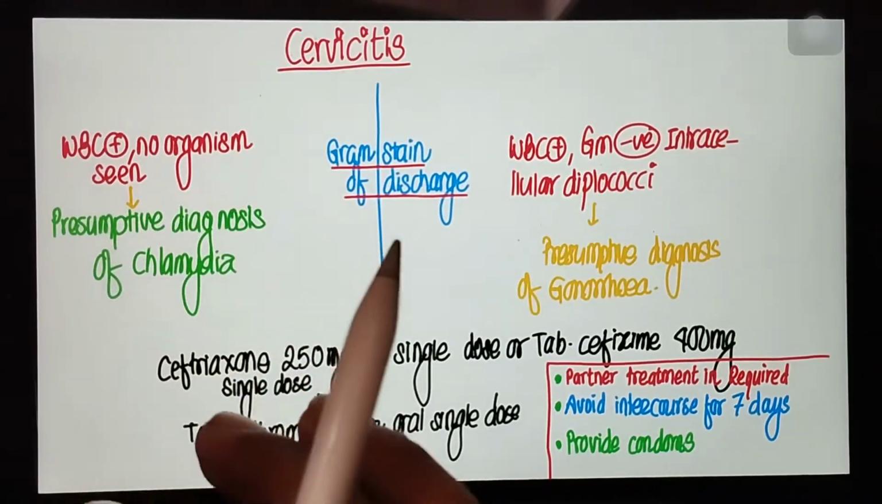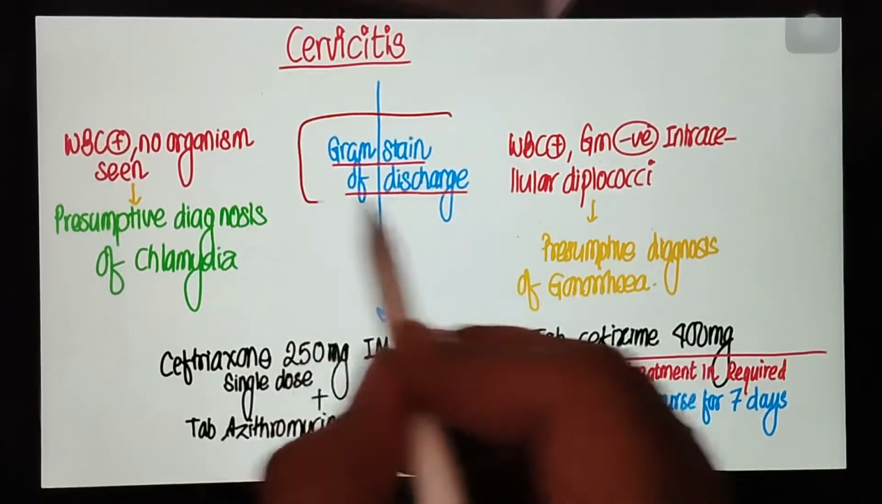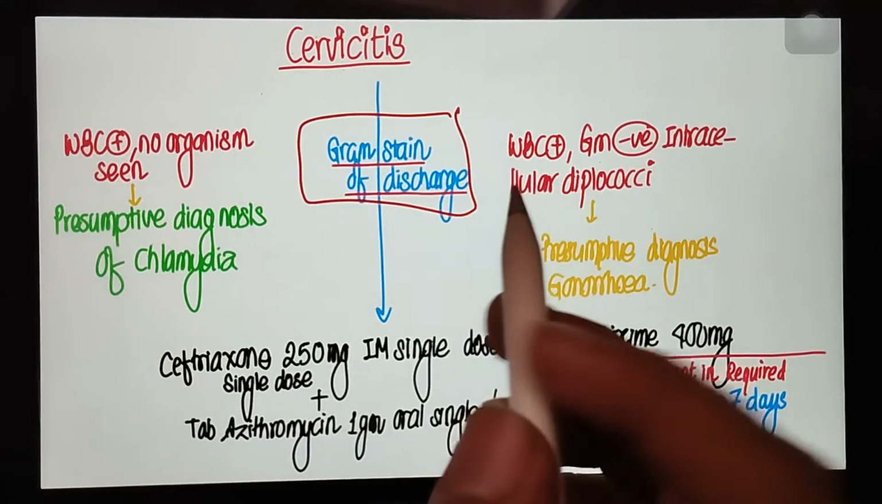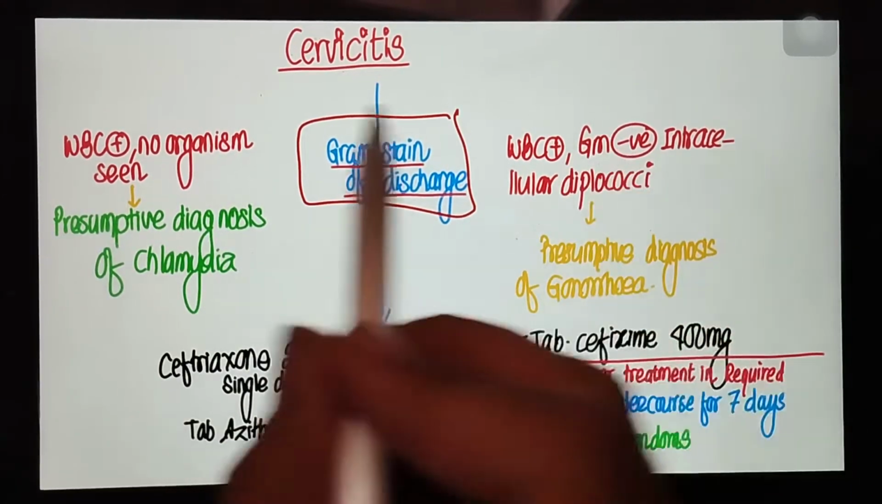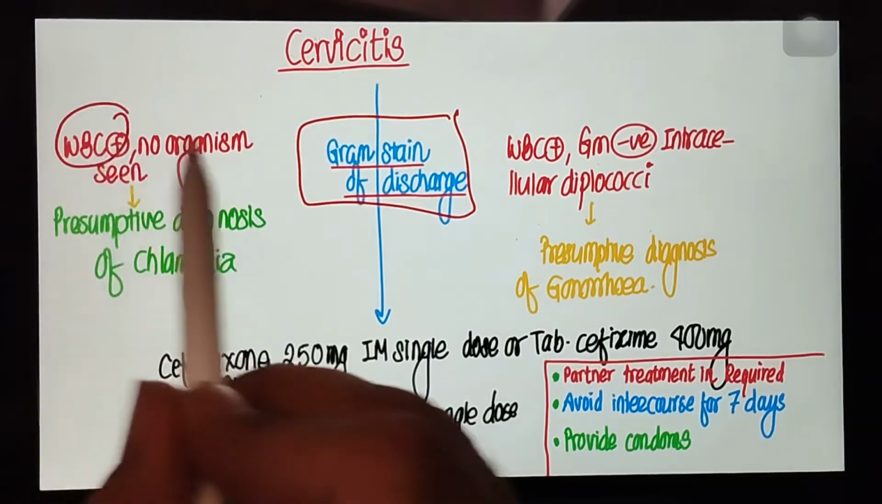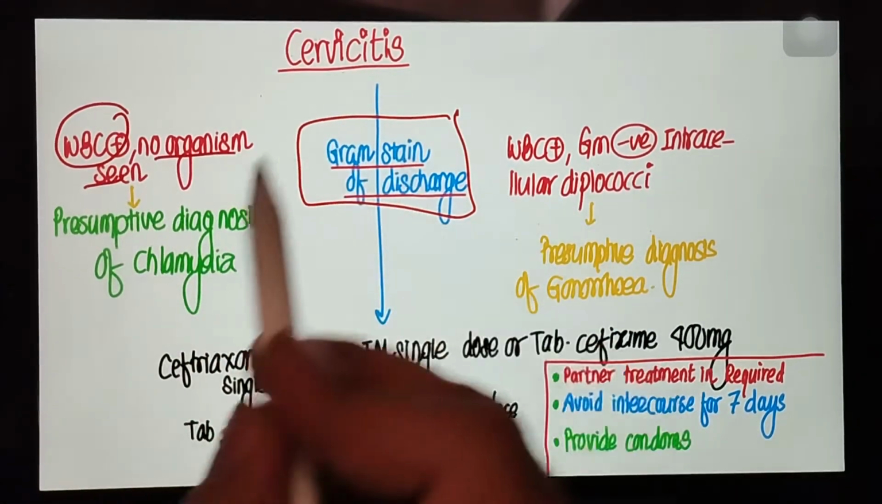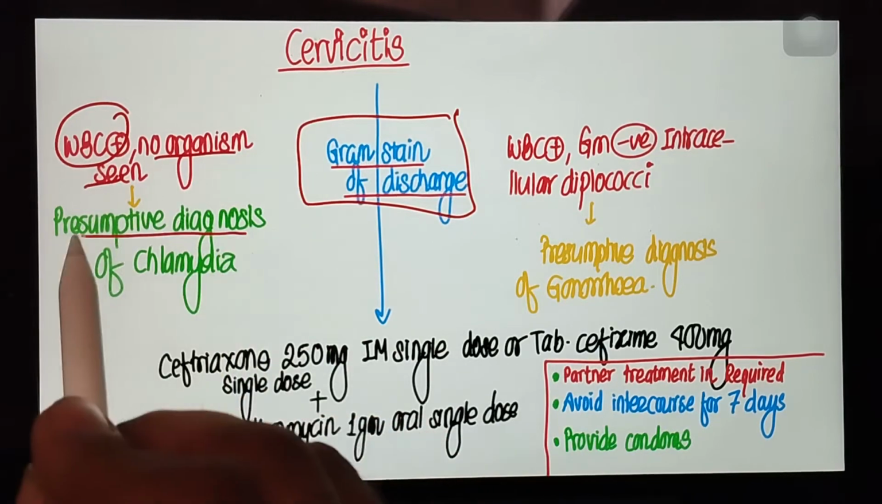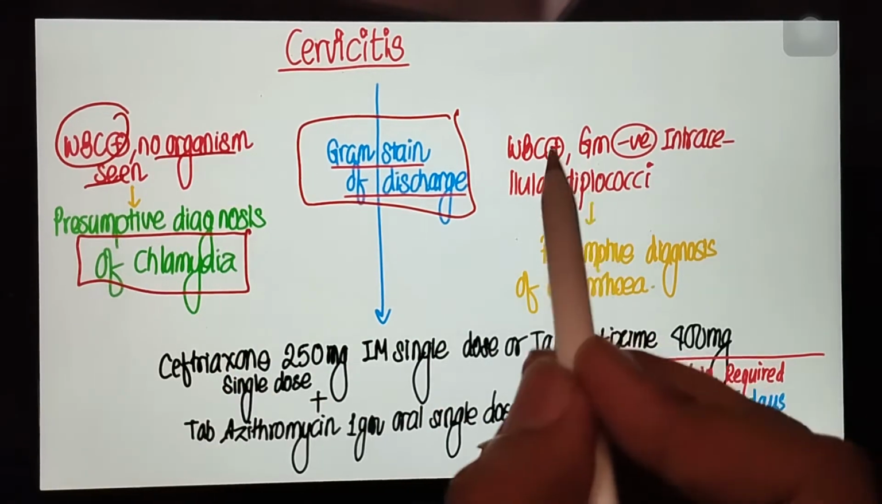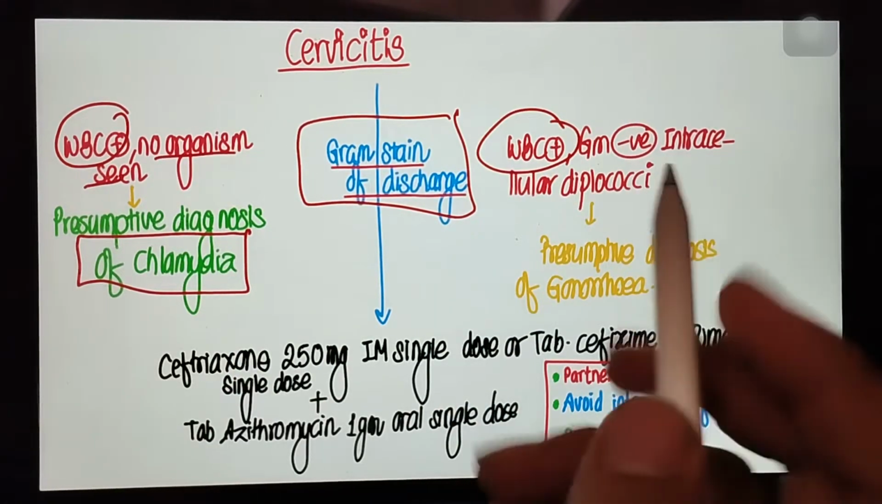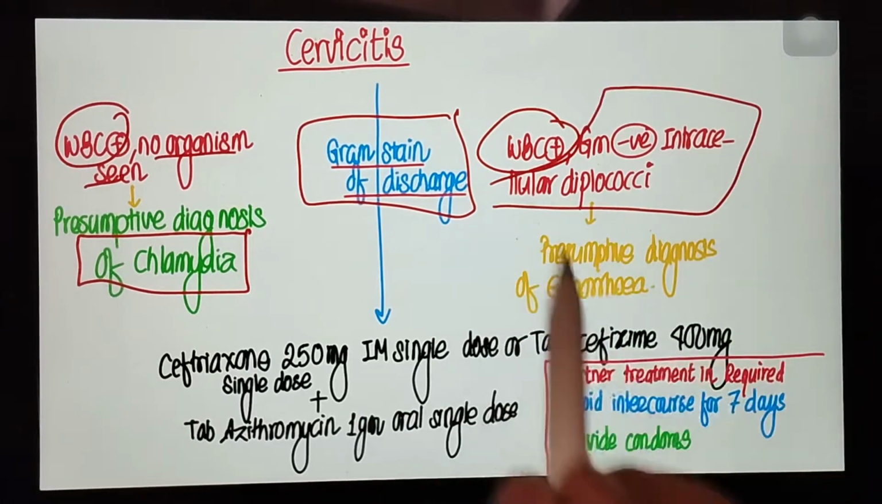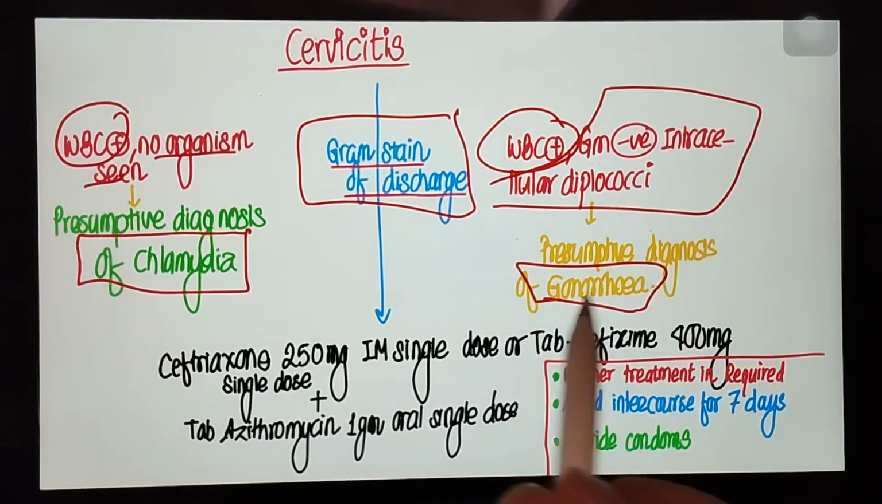So in cervicitis, we have to do the gram stain of the discharge. If in the gram stain, as we have already talked, WBCs are present but no organism is seen, then the presumptive diagnosis is chlamydia. If WBCs are present and gram negative intracellular diplococci are seen, then the presumptive diagnosis is gonorrhea.